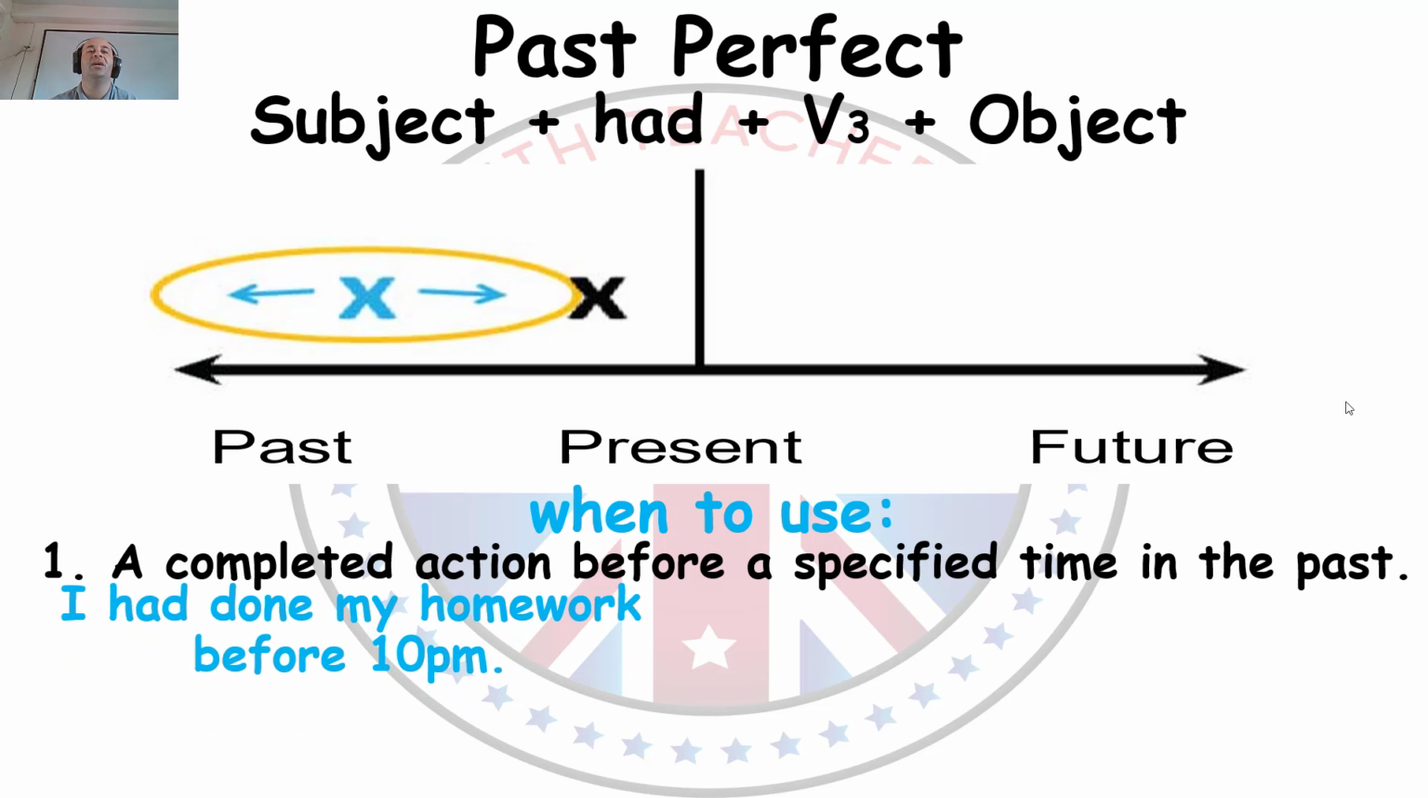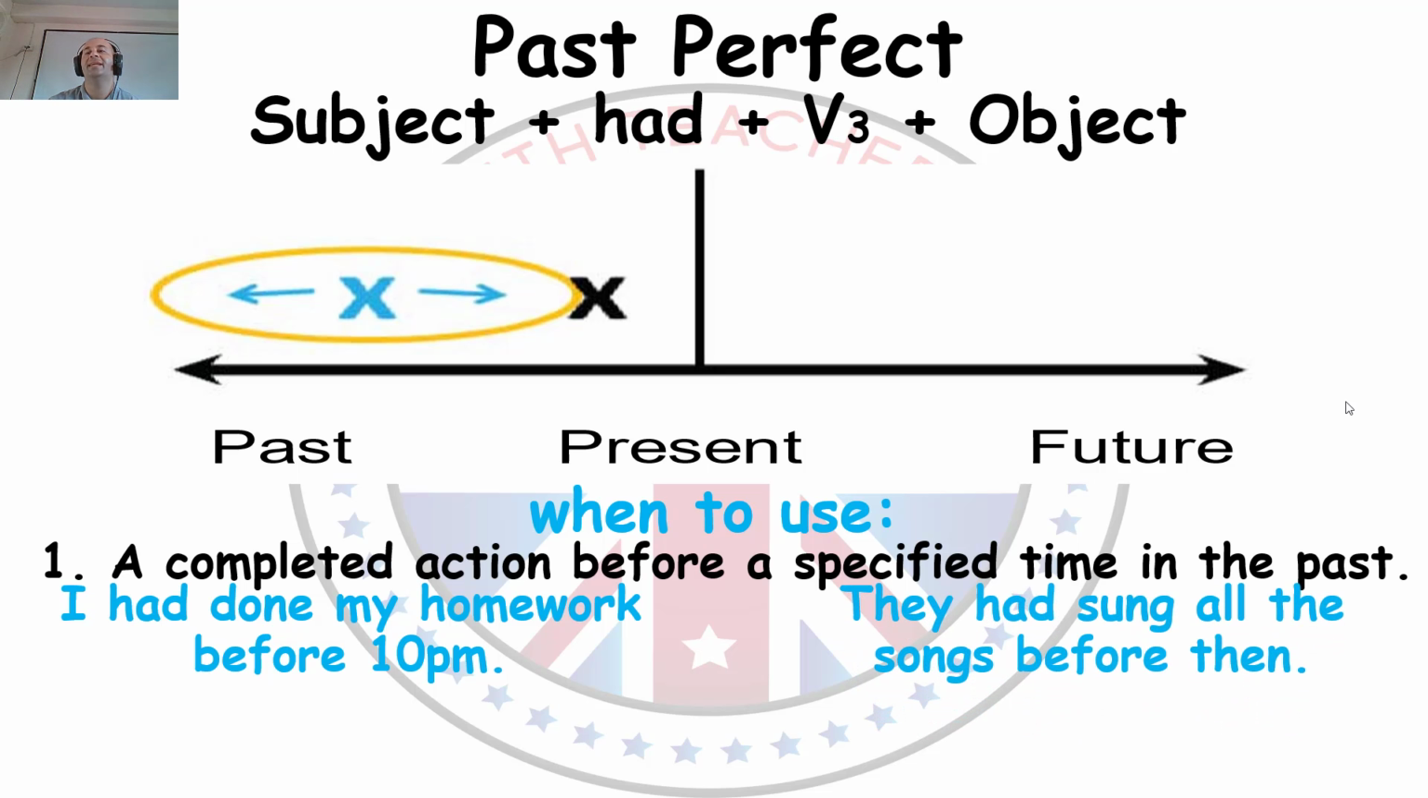Example, I had done my homework before 10 p.m. Okay, before it was 10 p.m. I had finished my homework, I had done it. Or they had sung all the songs before then, okay, before a specified time, before he came, before the music stopped, before the power went out.